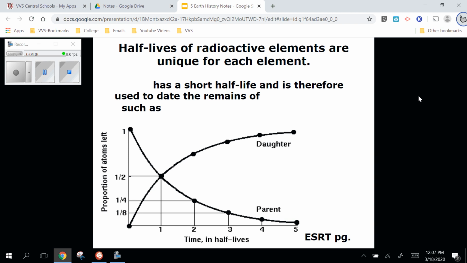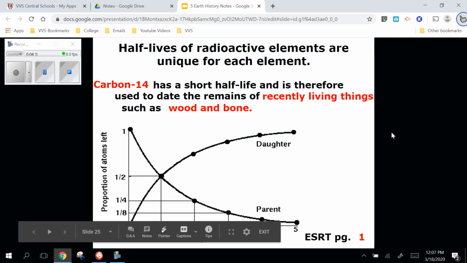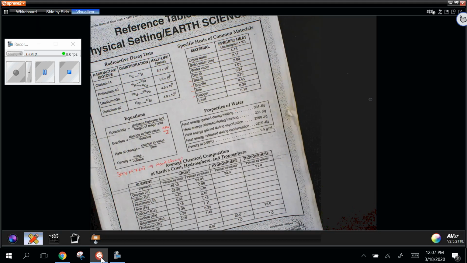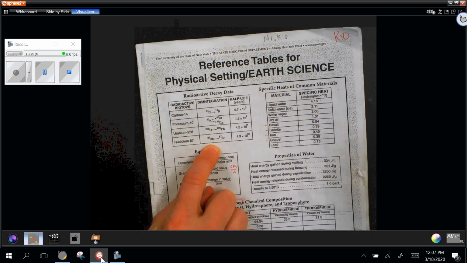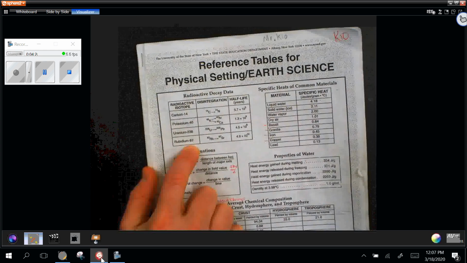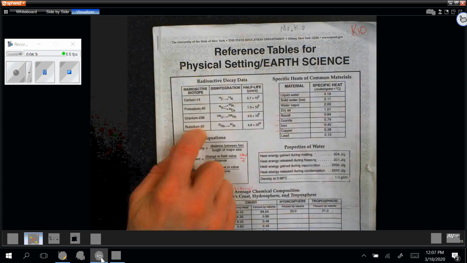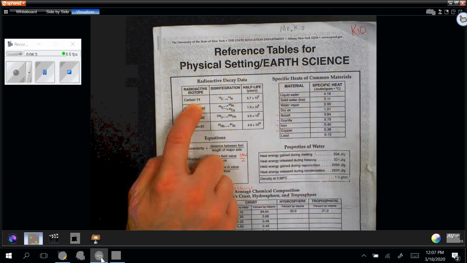Here's another way to look at it. Carbon 14 has a really short half-life. It's used to date recently living things, wood, bone, stuff like that. Page 1 has half-lives that we use in here. If you look up here, see these guys up here? These are 4 different radioactive isotopes that we use to date things. Carbon 14 is the most popular, most common that we use. It's used for very young things, things that aren't older than about 50,000 years old.